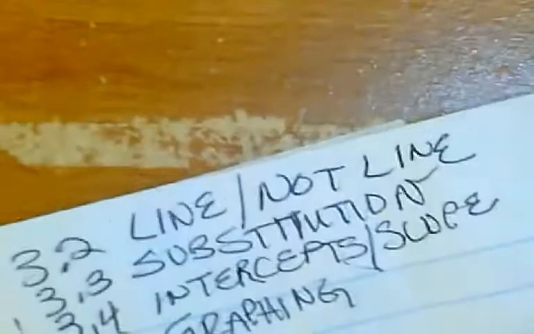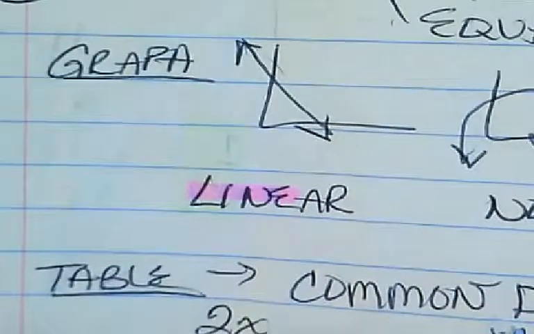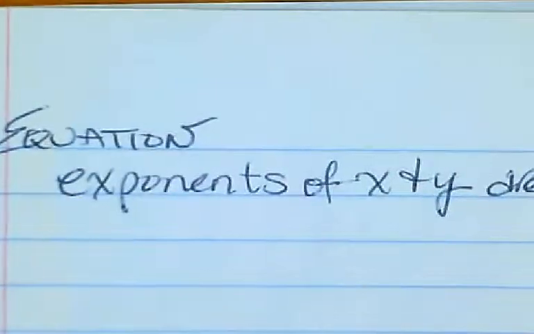All right, so we've done graph. We've done table. And now we're going to do equation. This is our last thing in 3.2. You guys are doing great hanging in there. We've got equation. All right, if your exponents of x and y are 1, that's a great way.